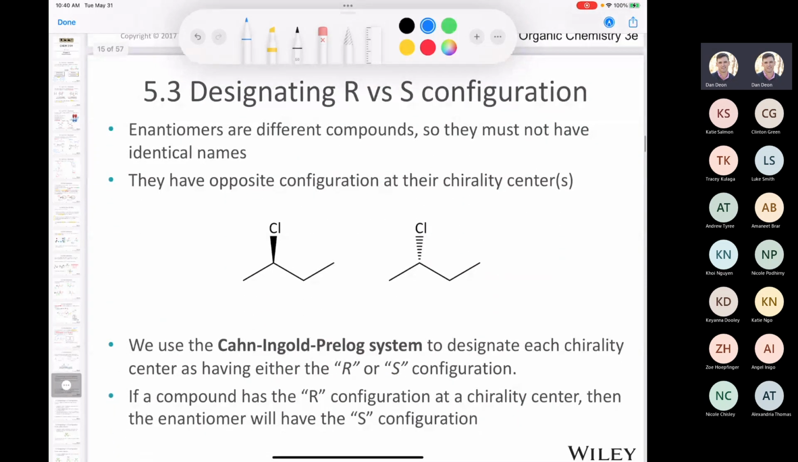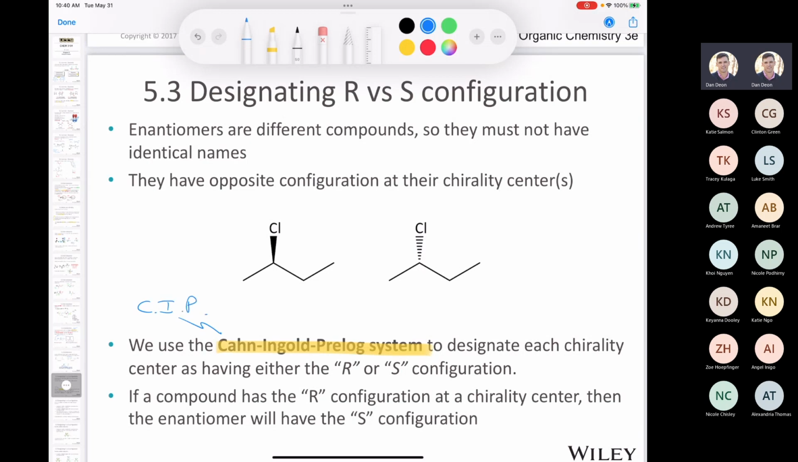All right, that brings us to section 5.3, which is designating R versus S. And this is where I wanted to get with you today. I want to cover this with you, namely what is called the Cahn-Ingold-Prelog system. Sometimes you'll see people refer to it as the CIP, Cahn-Ingold-Prelog system.